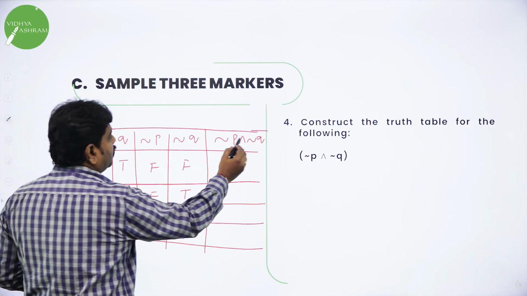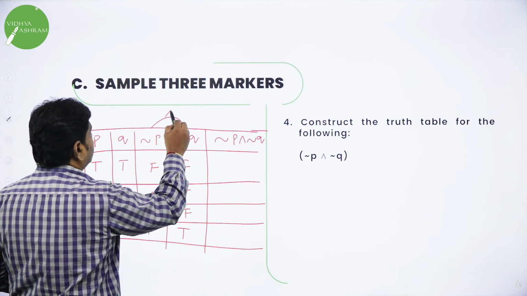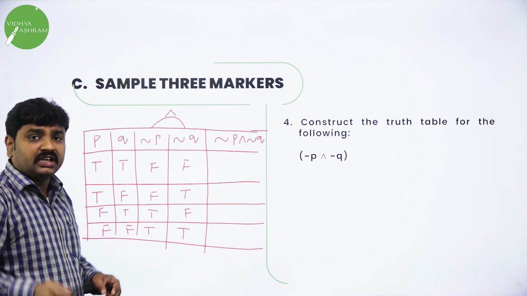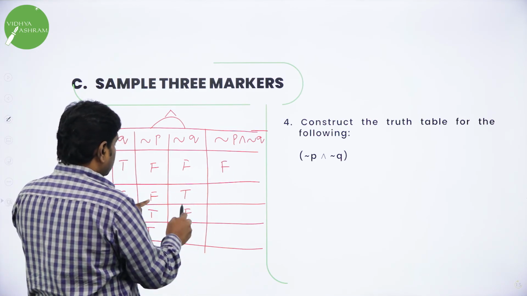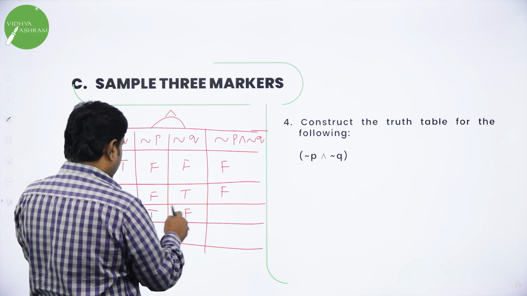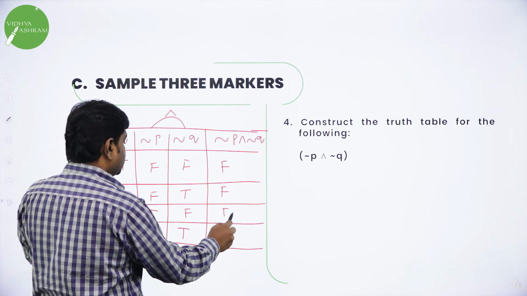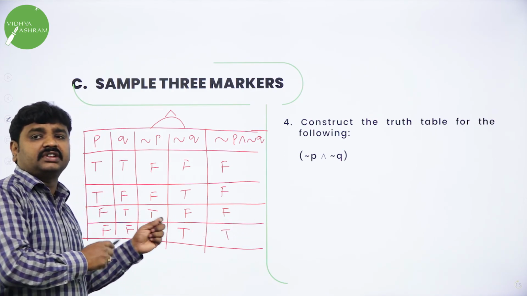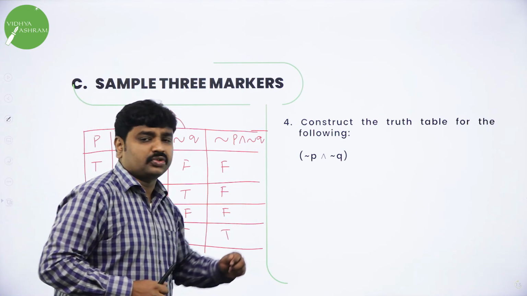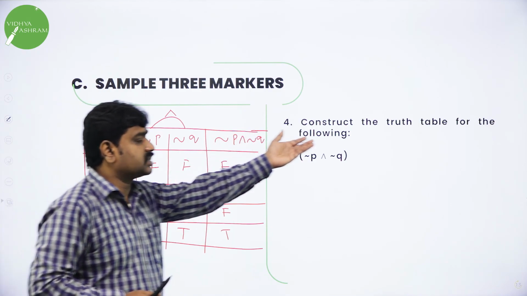Now negation P and negation Q. For these two operate AND. What is the logic of AND? If any one statement is false, the result is false. So both are false, so the result is false. Here any one is false, so the result has to be false. Out of these two, one is false, the result is false. Here both are true, that's why the result is true. So this is the other type of question. They'll give a compound proposition, you should construct a truth table. They'll ask you to construct a truth table.